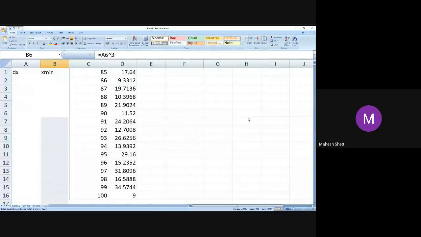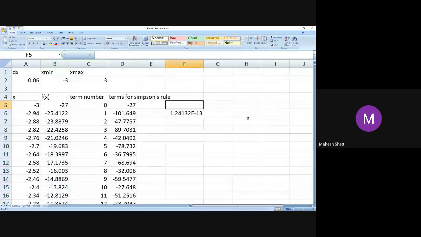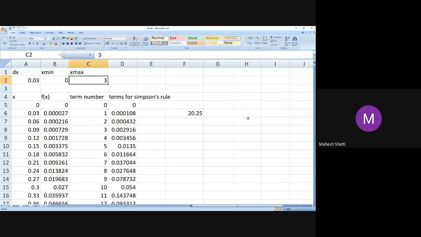Very good. So let's see. And you get 0 in the format of Excel, 1.24 times 10 to the -13, which is as good as 0. Okay. Take 0 to 3 and you get 20.25, because that is what? X cube function.